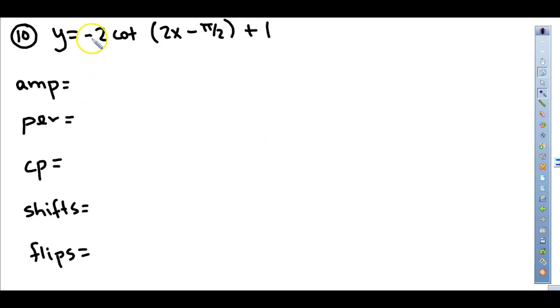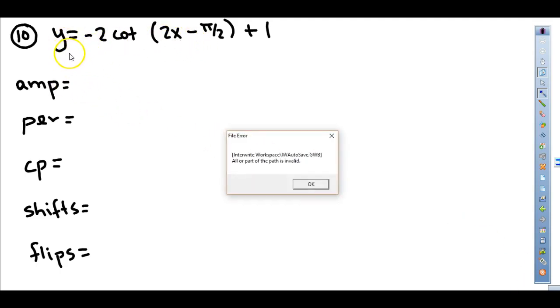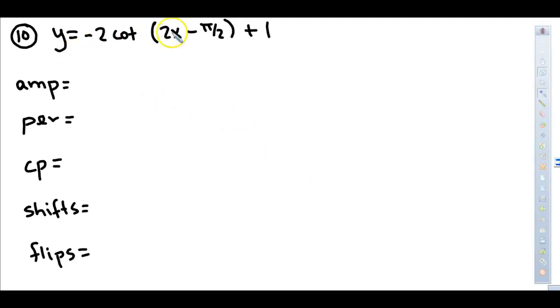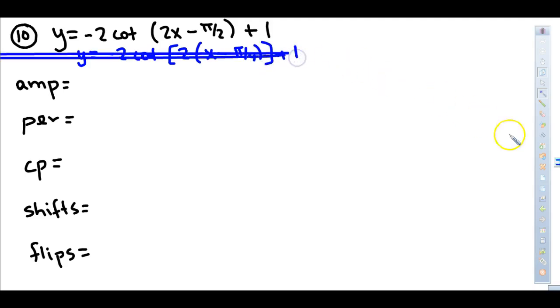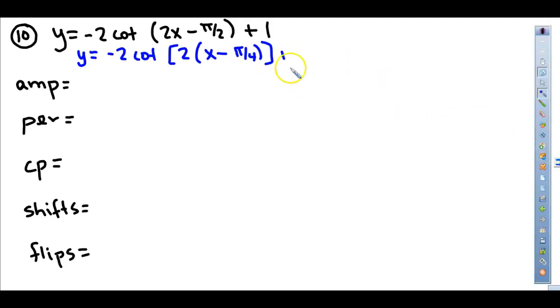All right. Let's do the last one here. Of course there's one you have to factor. Why wouldn't there be? Alright, always double check B and C. If B is not 1 and C is not 0, you need to factor. Remember when I factored right here, I just divided this by 2. That's how I got x here, and I divided this by 2. That's how I got pi over 4 there.